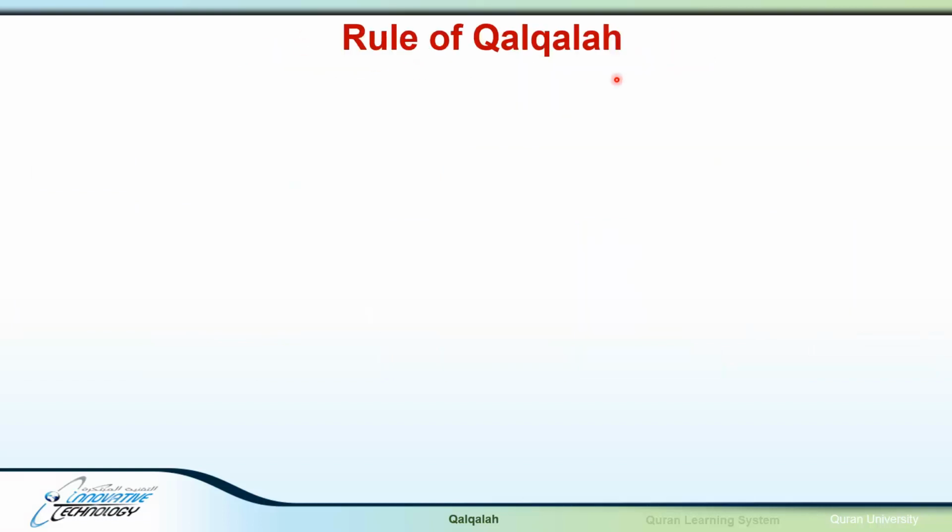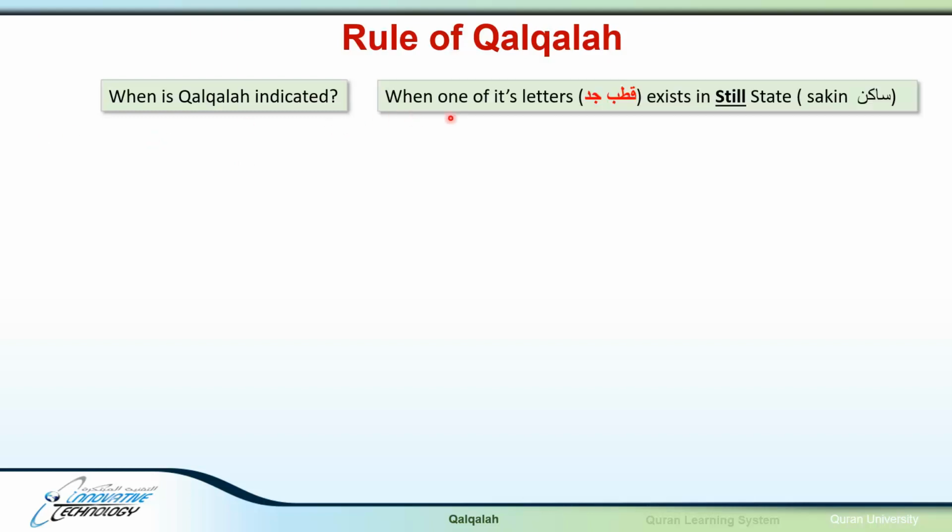So let's learn the rules of Qalqalah. When is Qalqalah indicated? Qalqalah is indicated when one of its letters, qutb jad, qaf, ta, ba, jim, or dal, exists in a still state, halat sukun, sakin.